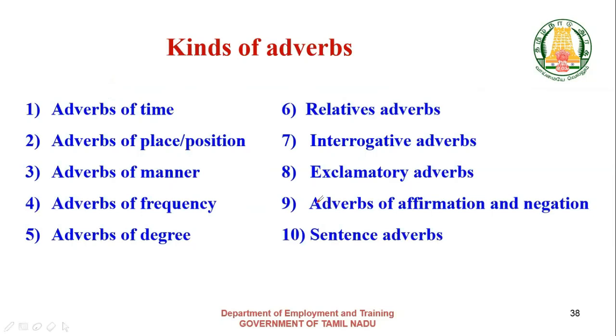Here we have the kinds of adverbs. The first one, adverbs of time. Adverbs of place or position. Third one, adverbs of manner. The fourth one, adverbs of frequency. The fifth one is adverbs of degree. Sixth one is relative adverbs. Seventh is interrogative adverbs. And the eighth one is exclamatory adverbs. The ninth, adverbs of affirmation and negation. The last kind of adverb is sentence adverbs. We will have a detailed study about adverbs.